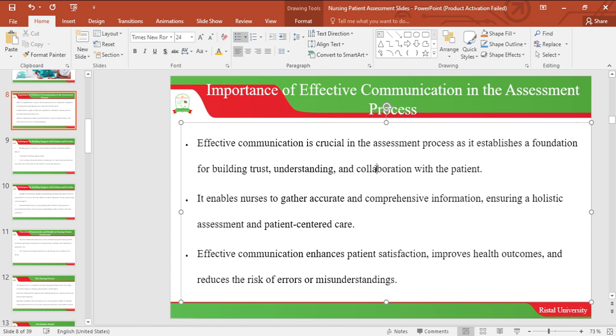Effective communication enhances patient satisfaction, improves health outcomes, and reduces the risk of errors or misunderstandings. When you communicate with the patient, when you ask him questions and he is able to tell you, it means that the patient will get satisfied. But if the patient asks the nurses questions and the nurses cannot answer, then it means that the patient will be left in suspense.